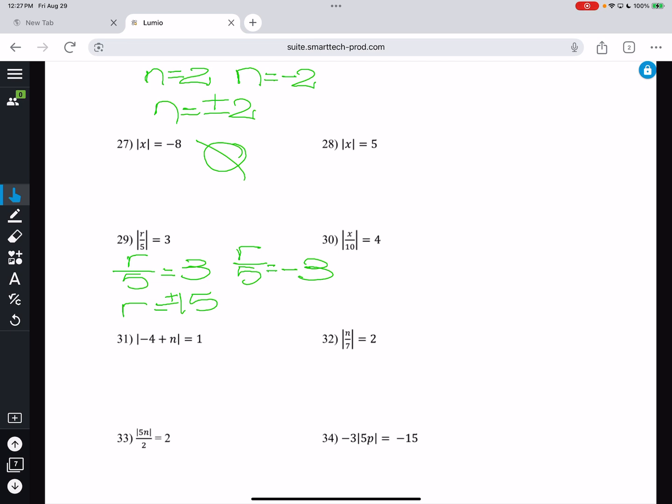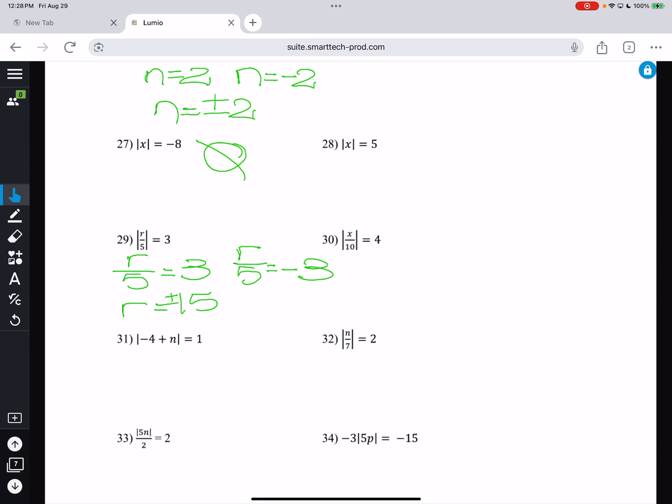So, are we isolated? The absolute value bars. Yeah. Is there anything on the outside of the absolute value bars? No. So we're isolated. We're ready to drop them. Never, ever, never change what's going on inside the absolute value bars. You won't make that 4 a positive 4 when you create the second equation.